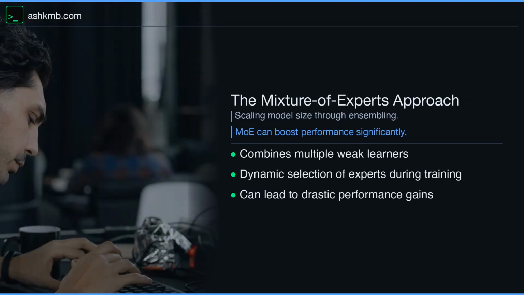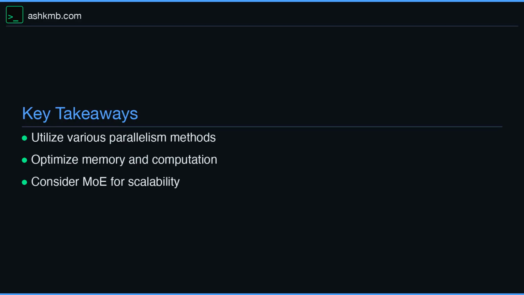A recent advance in scaling model size is the mixture of experts model. This approach combines multiple weak learners to create a stronger, more capable model. By dynamically selecting which experts to use during training, MoE can lead to remarkable performance improvements while maintaining manageable resource requirements. In conclusion, efficiently training large neural networks involves a variety of parallelism strategies and optimization techniques.